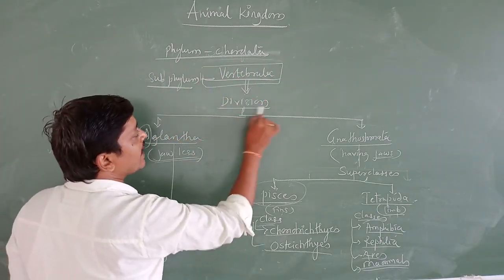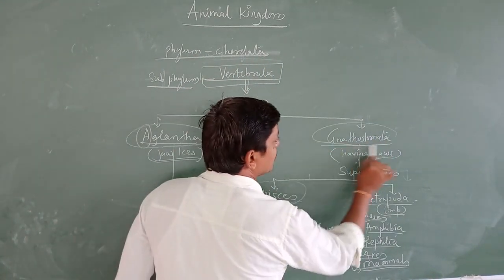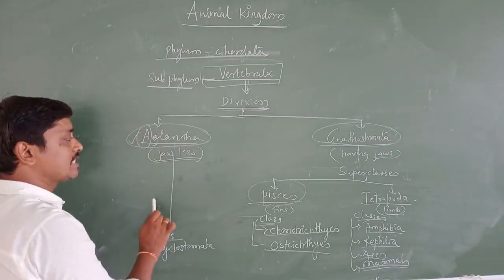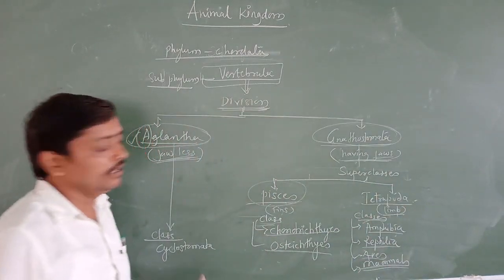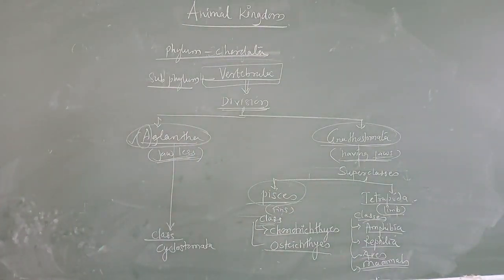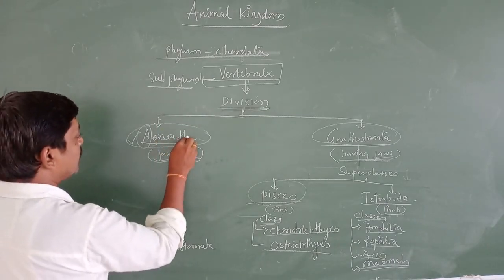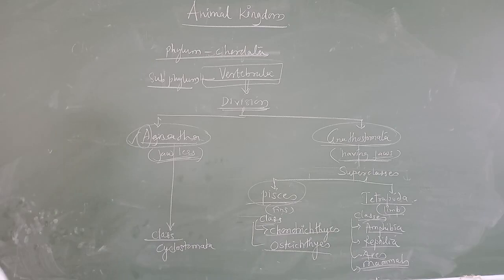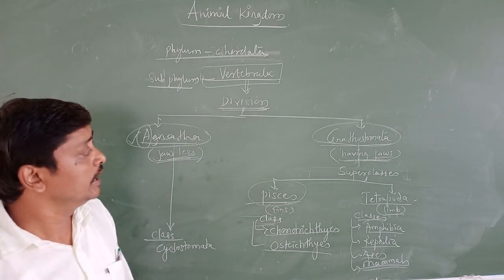Vertebrata is divided into two divisions. One is Agnatha, another one is Gnathostomata. Agnatha is nothing but the jawless animals. Gnathostomata is nothing but the animals with the jaws. Agnatha, A-G-N-A-T-H-A, these are the jawless. Gnathostomata, these have the jaws.